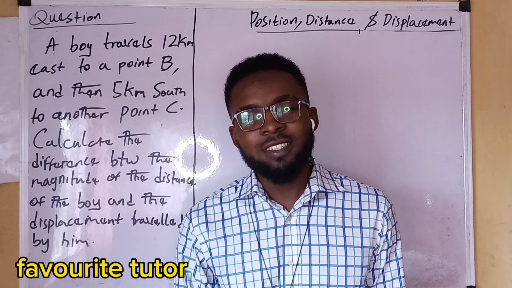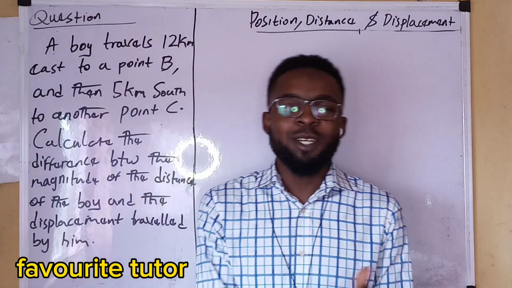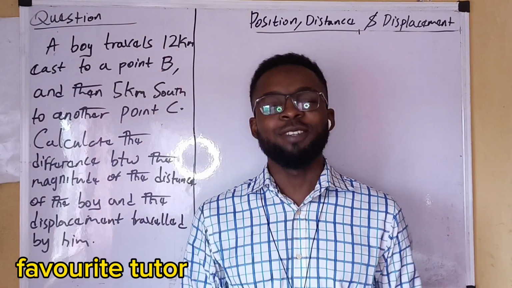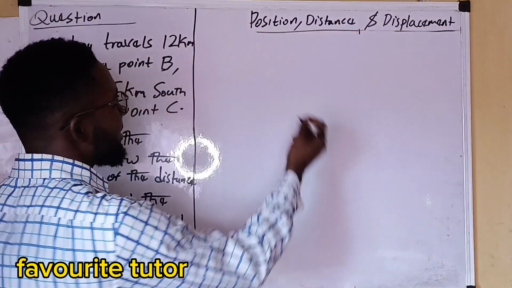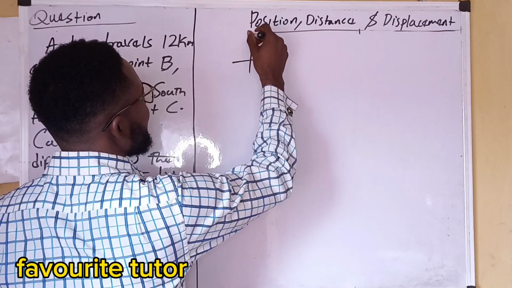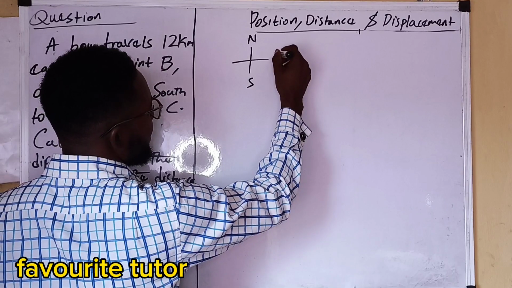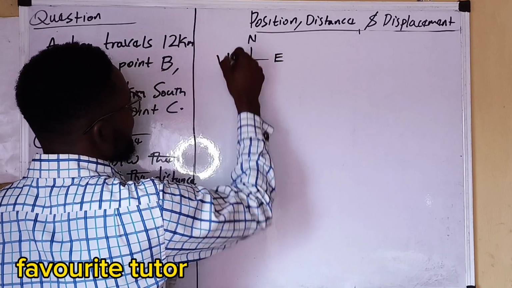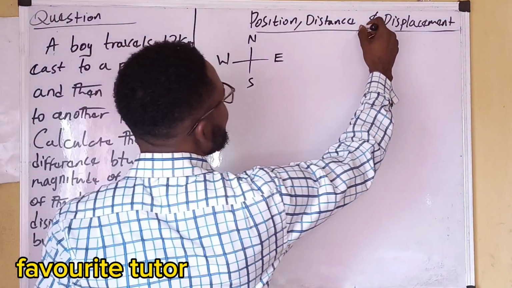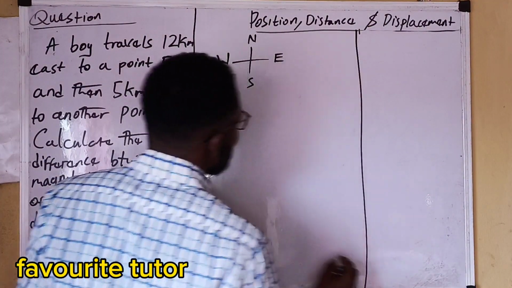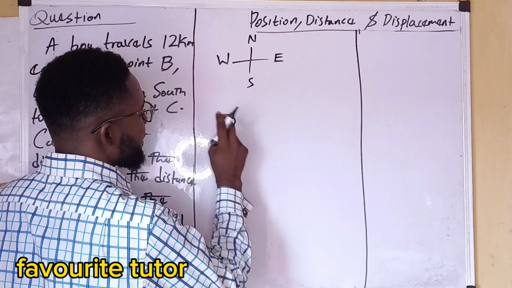So for you to get the difference, we first of all get the distance, and then we'll get the displacement, then we'll do the subtraction and get the difference. Okay, but before we start, let's get to know the cardinal points. So right here is north, then is south, here is east, right here is west. Okay, then we start with our frame of reference. So let's say this is our frame of reference right here, our starting point.